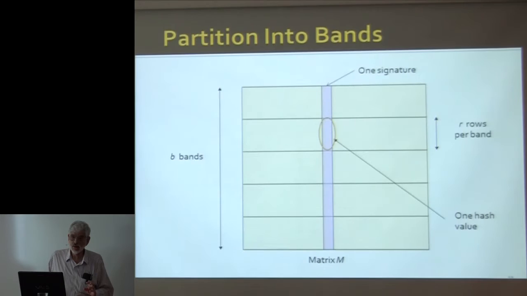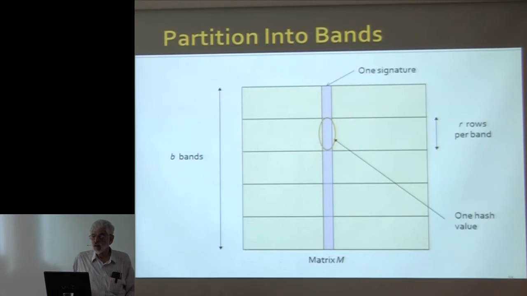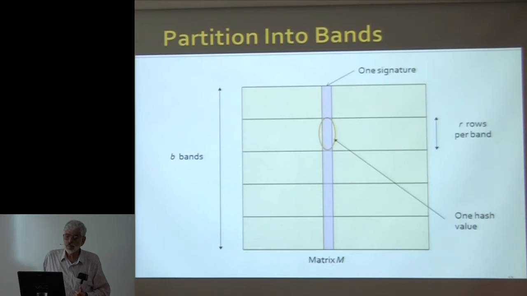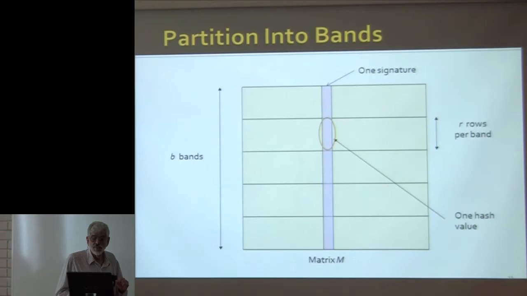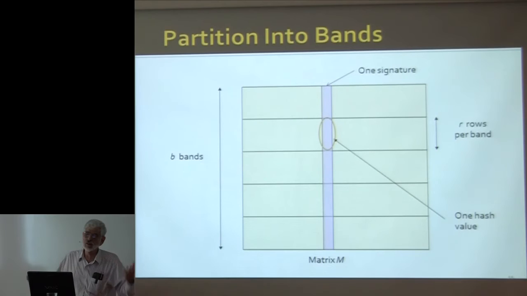Okay, so let's focus on how we do the hashing of a single column. The purple thing is a column, and it corresponds to one signature. I'm going to divide the rows into B bands of R rows per band, so B times R is the total number of rows that I have available. Then a hash value will be either the segment of the column in one band, or, since there may be just too many possible values, I'll hash them down to some reasonable number of buckets, like a million.